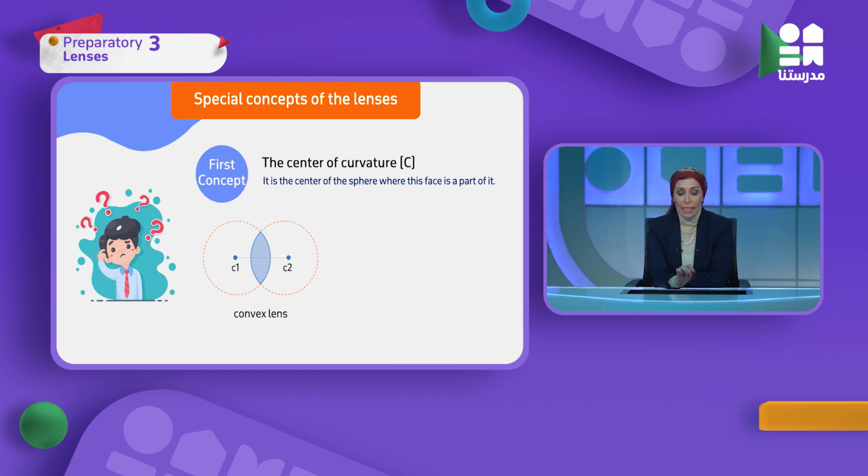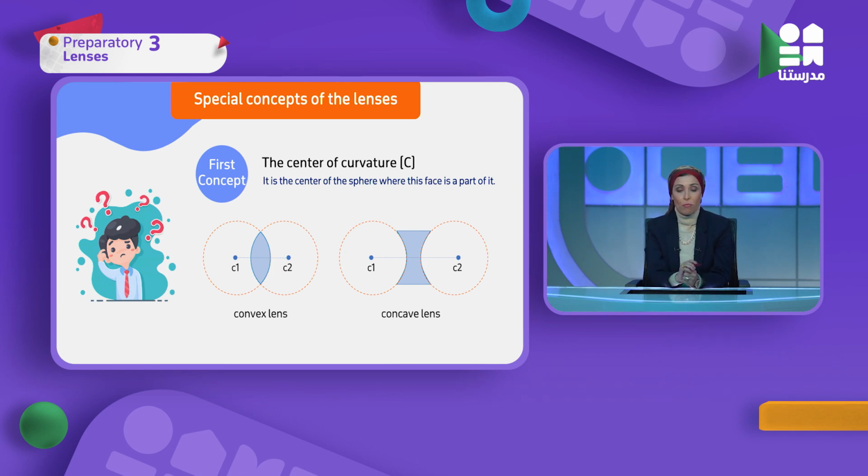So how can I define center of curvature? Look here, do I have only one center of curvature? Of course not. I have two because I have two spheres intersected together. So what's meant by the center of curvature is the center of the sphere where the face is a part of it. Face of what? Face of the lens. Here it's very obvious in this figure.